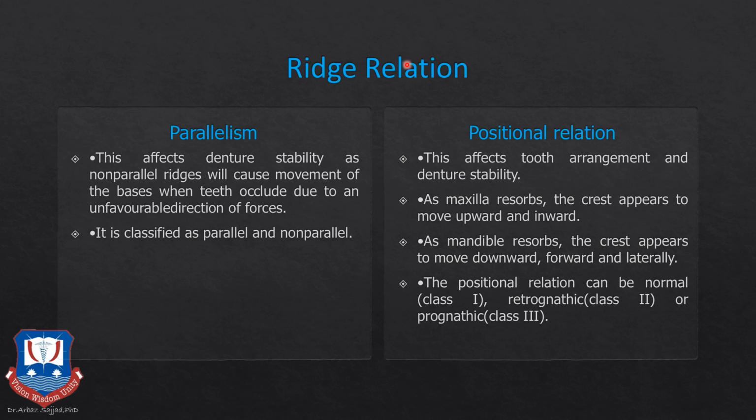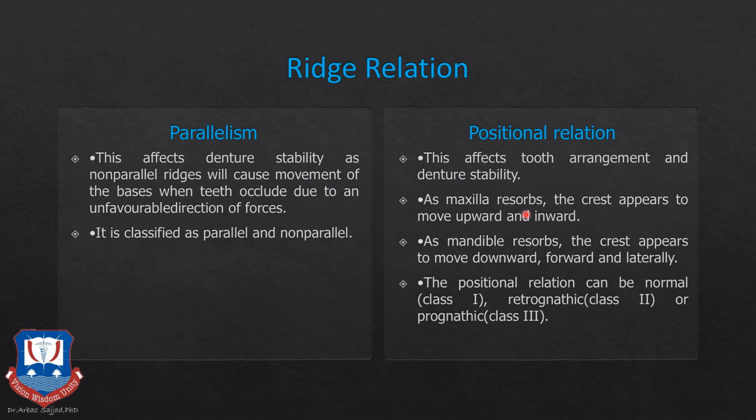Now under ridge relationship, other things that need to be considered is the parallelism of the ridges. This may affect the denture stability, as non-parallel ridges will cause movement of the denture bases when the teeth occlude. Ridge parallelism may be parallel or non-parallel. Next is the positional relationship. This will again affect the teeth arrangement and denture stability.